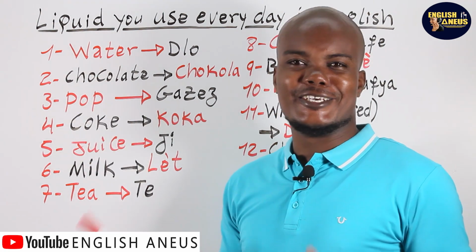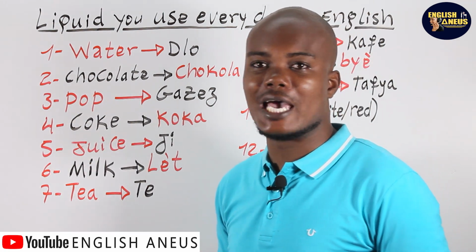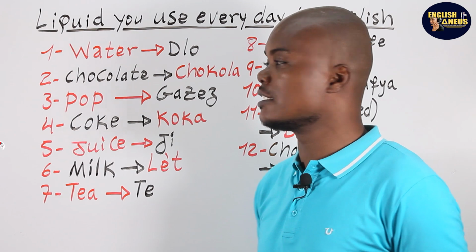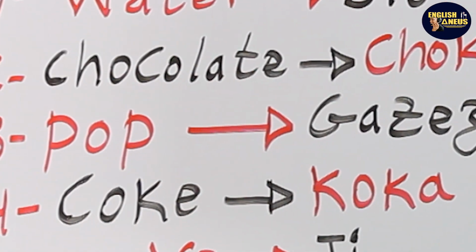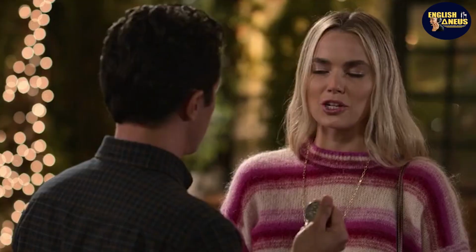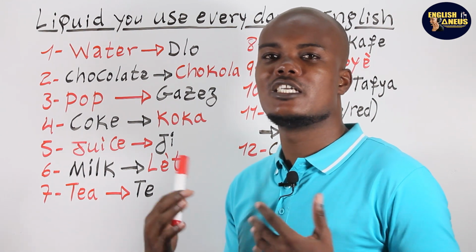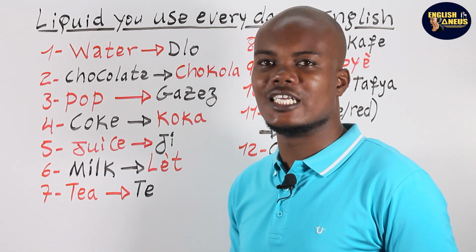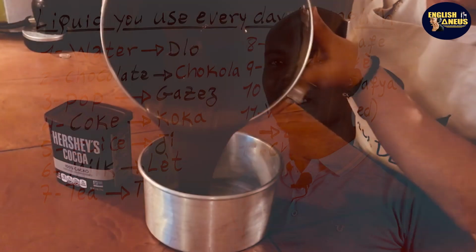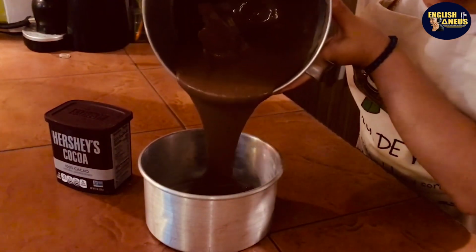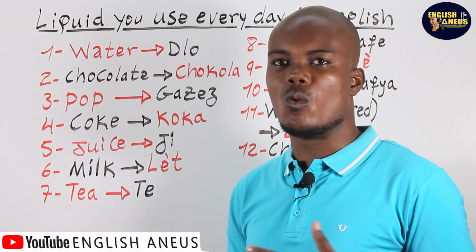It's water. Good. Let's go now to the second vocabulary. The second vocabulary is pronounced as chocolate. Chocolate. What is chocolate? Chocolate is a drink made by dissolving food with milk or water.